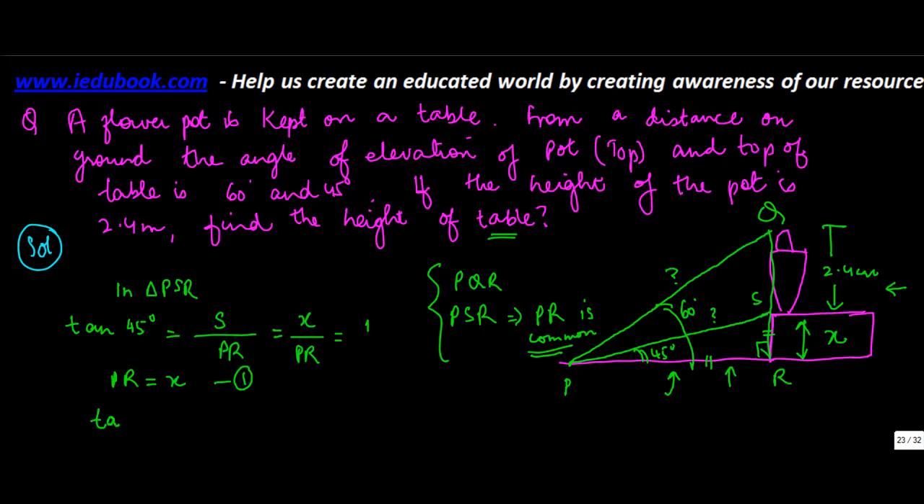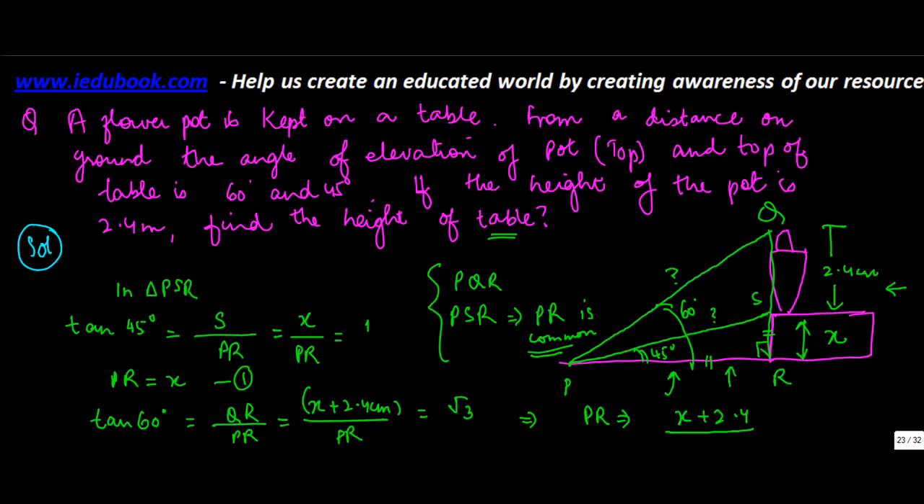Similarly, tan 60 degree is equal to QR upon PR, or QR is what? x plus 2.4 meter is equal to PR times tan 60 degree, which is nothing but root 3, which also gives me that PR is equal to x plus 2.4 divided by root 3. This is equation 2. Now if you look at equation 1 and equation 2, both of them are equal to PR.